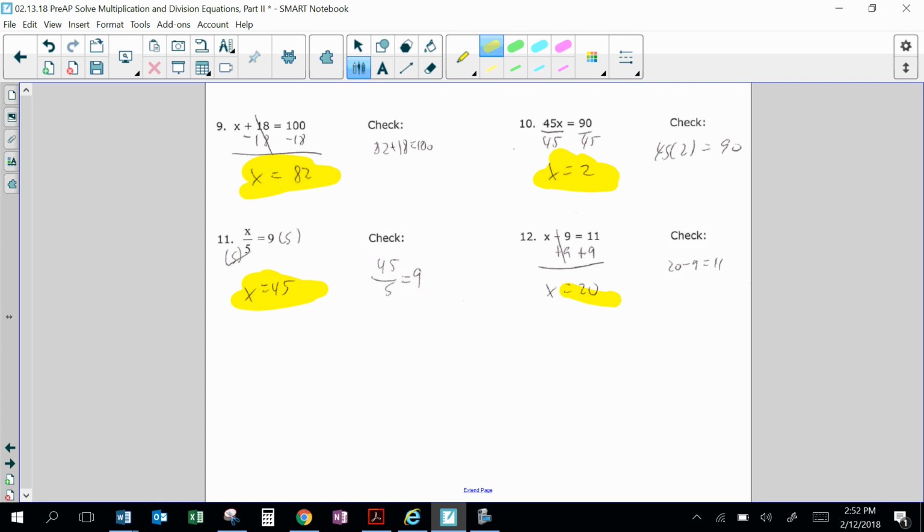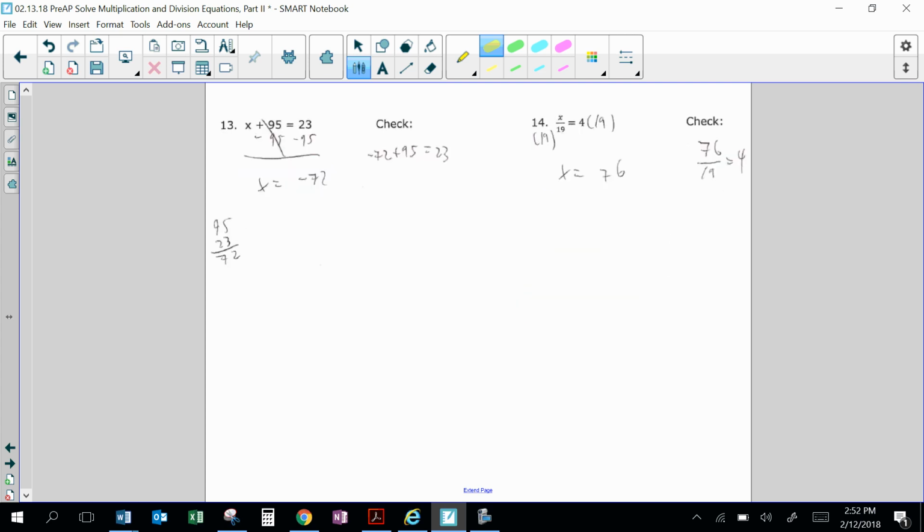Number 12, the answer is 20. I add 9 to both sides. Number 13, I subtract 9. The answer is -72. I subtract 95 from both sides. Number 14, the answer is 76. I multiply 19 on both sides.